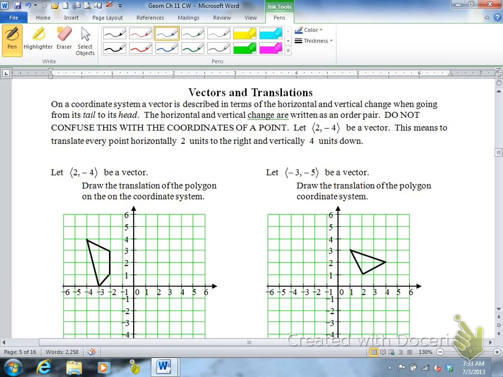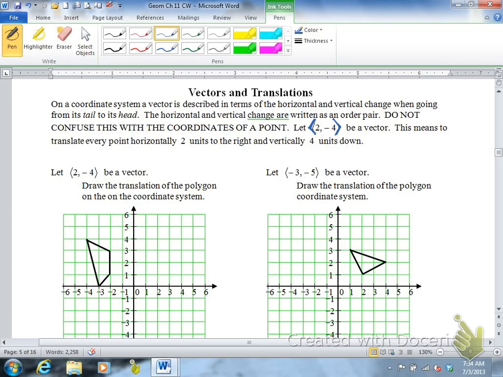On a coordinate system, a vector is described in terms of the horizontal and vertical change when going from its tail to its head. The horizontal and vertical change are written as an ordered pair. Do not confuse this with the coordinates of a point. So rather than parentheses, we use these pointed brackets for vectors. So the vector ⟨2, -4⟩ is the vector.